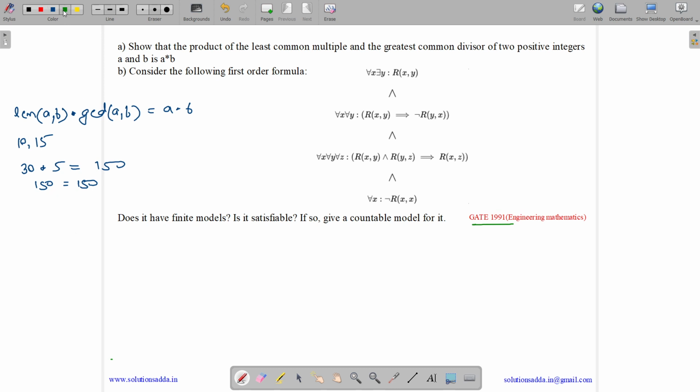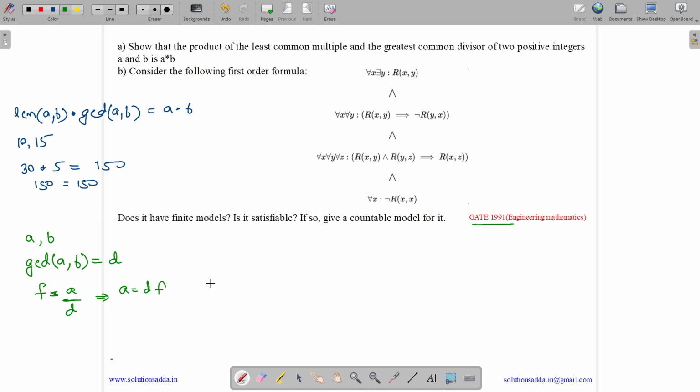So how can we prove it? Assume that we have two numbers A and B. Now let the GCD of A and B be D. If A and B have GCD as D, then we can write F to be A divided by D. If the GCD of A is D, D will obviously divide A and F will be that factor. We can write A equals to DF.